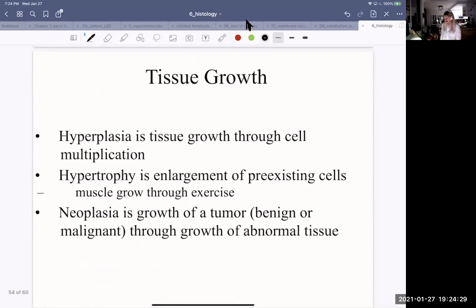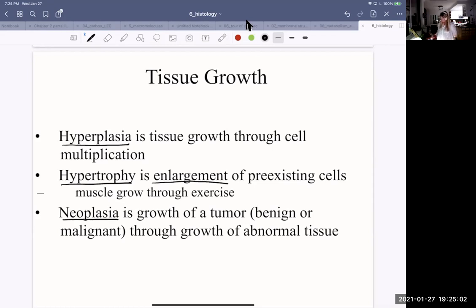And tissue can also grow, of course. Hyperplasia is tissue growth through cell multiplication. So just through mitosis, cells divide and they make more cells and more tissue. Hypertrophy is enlargement of pre-existing cells. So when you're, for example, increasing your muscle mass with exercise, with the weights or whatever, you're not getting more cells, more muscle cells. Rather, your muscle cells themselves are growing in size.